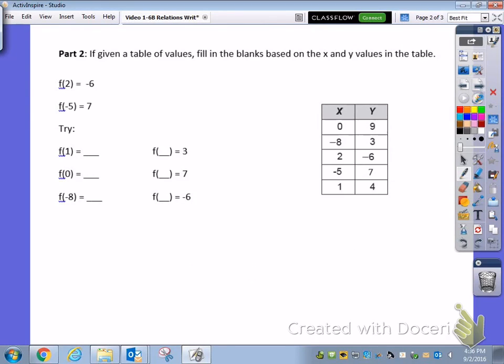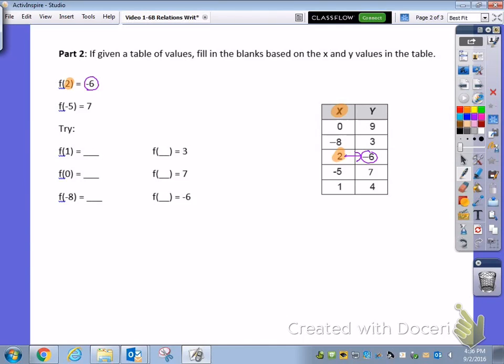Now let's look at a table. So f of 2 equals -6. Remember, f of 2, the 2 is what I'm plugging in. So I'm going to go to my x column, and I'm going to look for the number 2. Here's 2. Who does 2 go with? 2 matches up with a -6. So that's why that answer is -6.